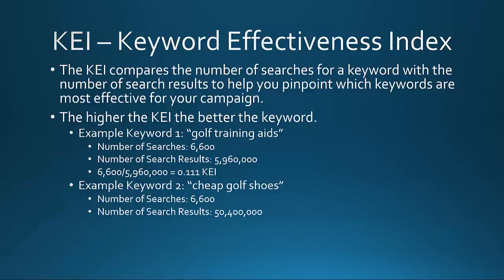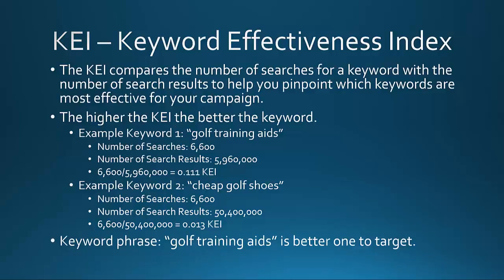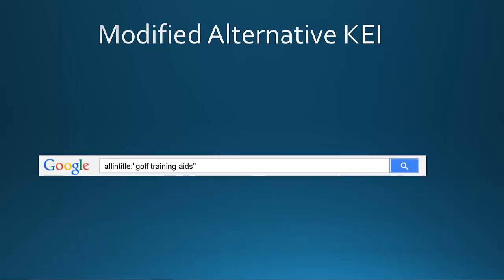The number of search results for this phrase is 50,400,000. That makes this a KEI of 0.013. As you can see here, the better KEI would be golf training aids. The keyword phrase in this example, golf training aids, is the better one to target.